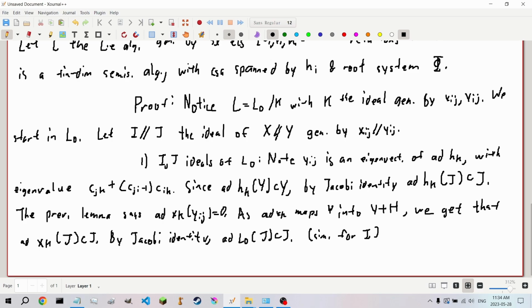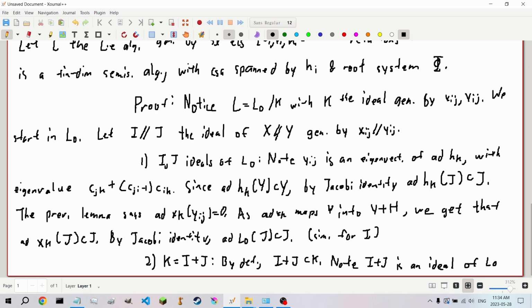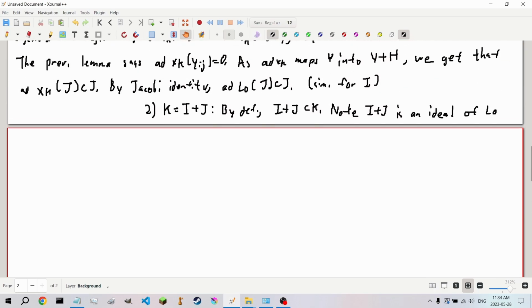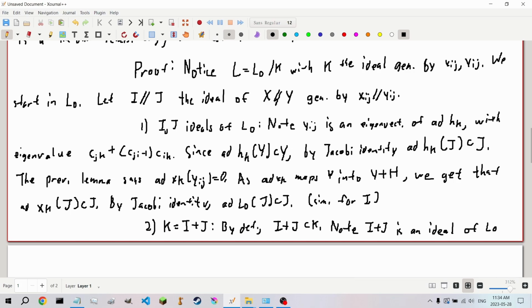Our second step in our proof is pretty straightforward, that K is equal to I plus J. By definition, we have that I plus J is within K. Note that I plus J is an ideal of L0 containing all xij and yij, and K is the smallest such ideal.